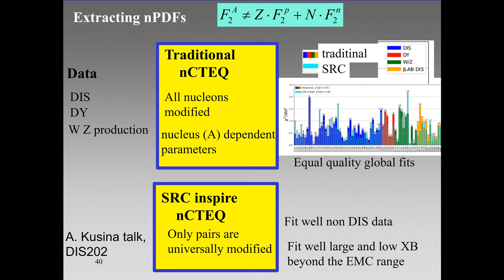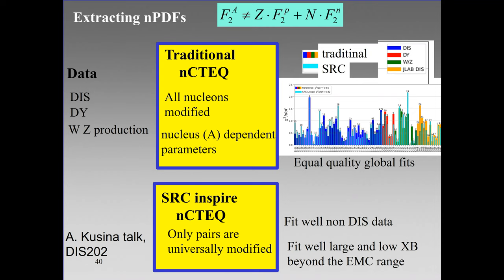We came to them and said, we think that the story I told you so far is what happened. Let's see if you assume that the modification is not on all the nucleons, but only on pairs, and you assume that the modification is universal. So you have only one set of parameters that describes the modification in all of the nuclei. Then let's see how well we are doing. This wasn't sent for publication yet, but the bottom line is that the quality of being able to describe all the data, which includes deep inelastic, Drell-Yan and W and Z production, is not very different between these two assumptions. So you can, in principle, describe everything.